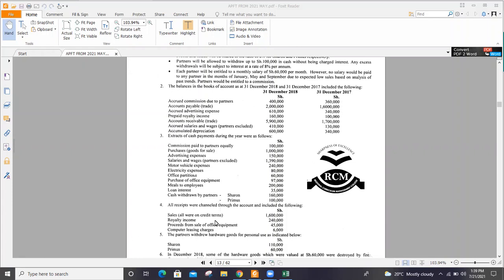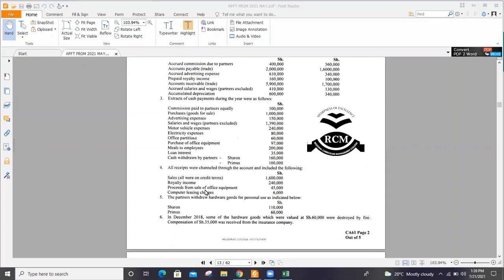Then all receipts were channeled through the account and included the following. Sales, all were on credit, so it will affect our debtors control account. Royalty income, certain other incomes. Proceeds from sale of office equipment. We are not in the business of buying and selling equipment. Computer leasing charges, other income. So we are leasing out our computer to somebody else, we shall put it under other incomes.